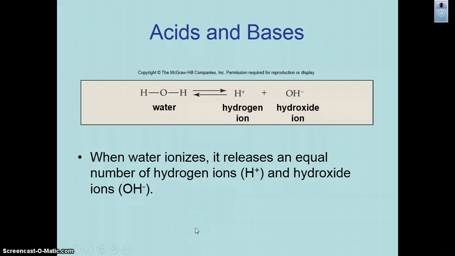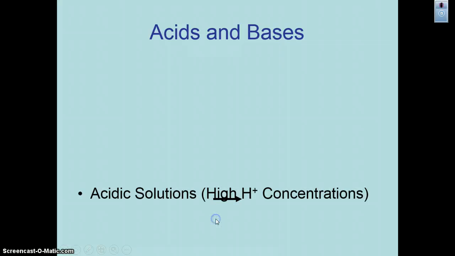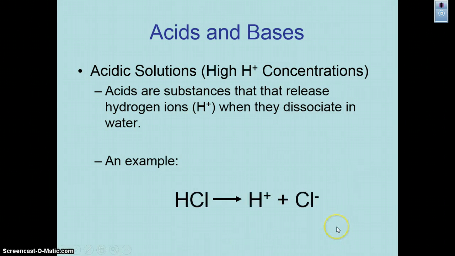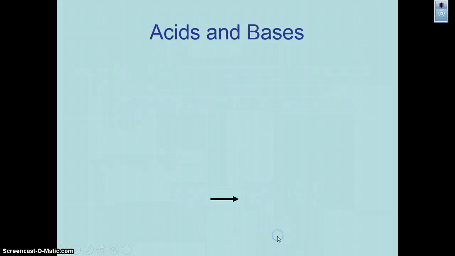Let's take a look at acids and bases. It also has a connection to water because when water ionizes or breaks into its ions, it forms hydrogen ions and hydroxide ions in equal amounts. Remember that acidic solutions are very high in H+ concentration, or hydrogen ion concentration, and acids by definition are substances that release hydrogen ions when they dissociate in water. An example of that would be hydrochloric acid. So when I put hydrochloric acid in water, it's going to dissociate to hydrogen ions and chloride ions.